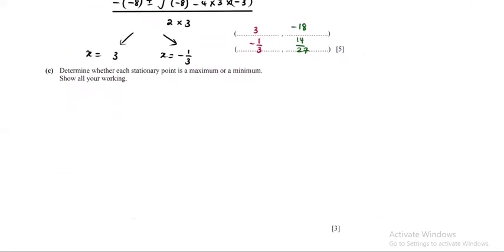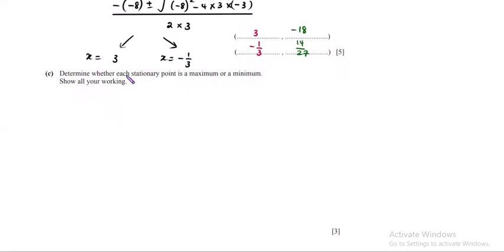Now that we have found the coordinate points, the next part is to state whether the stationary points are maximum or minimum, and we need to show our working. So we can draw a small sketch for this. The way we would do it is, we have 3 and negative 18. So this is 3, negative 18 will be somewhere over here. Next we have negative 1 over 3 and 14 over 27. So that's going to be somewhere like 0.5. It's going to be somewhere over here.